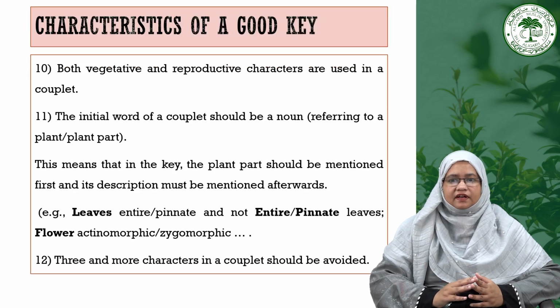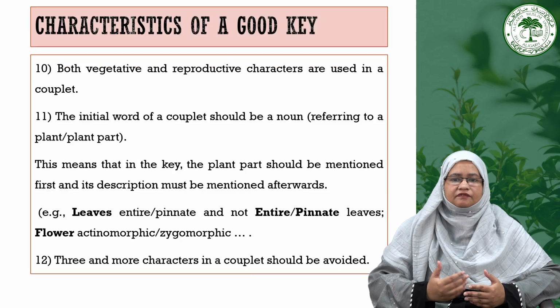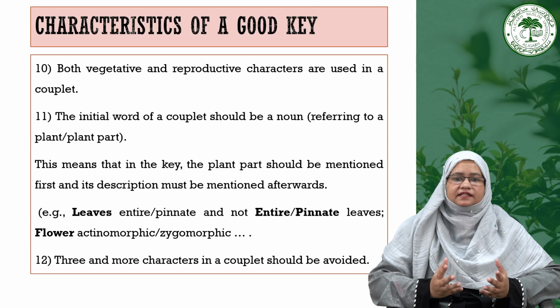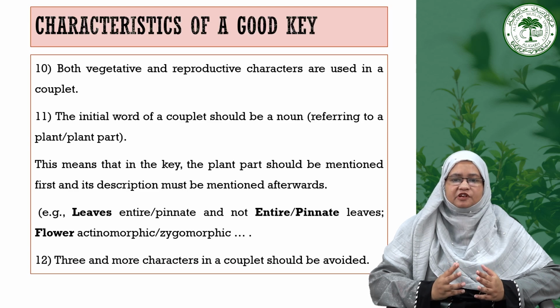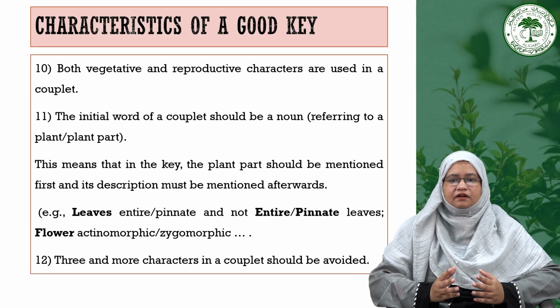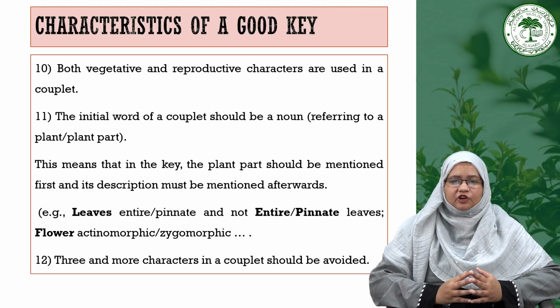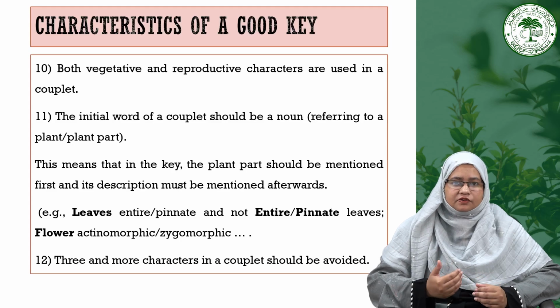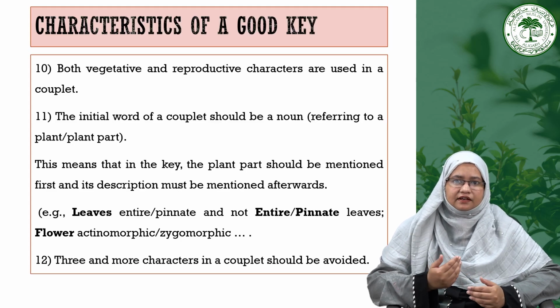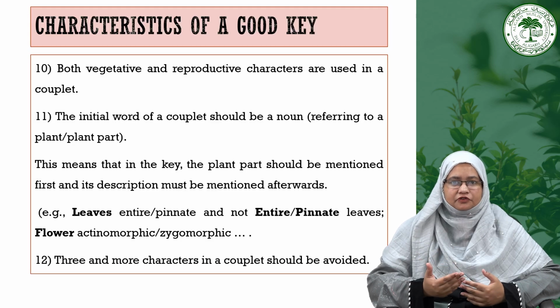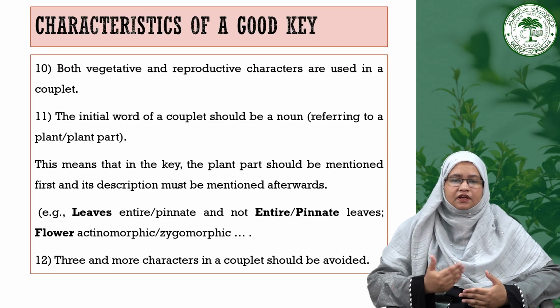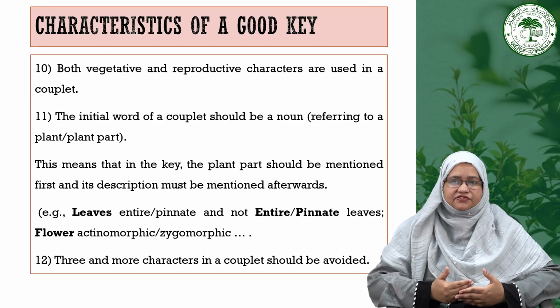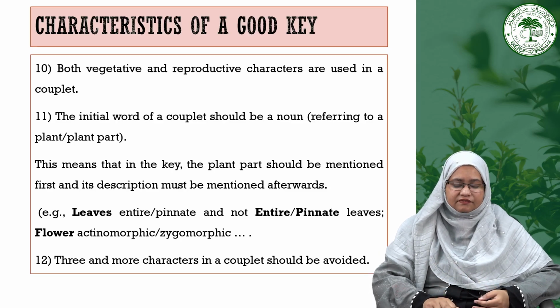Then both vegetative and reproductive characters are used in a couplet, and the initial word of the couplet should be a noun referring to a plant or plant part, as I have told you earlier. This means that the plant part should be mentioned first, and the description must be mentioned afterward. Like leaves entire or pinnate, and the flower actinomorphic or zygomorphic. Then lastly, three or more characters in a couplet should be avoided. So we have to choose two contrasting characters that are suited for that particular plant group, like the flower is actinomorphic or zygomorphic, or the leaf is simple or compound. So these are some contrasting characters. With this we can lead to the next couplet.